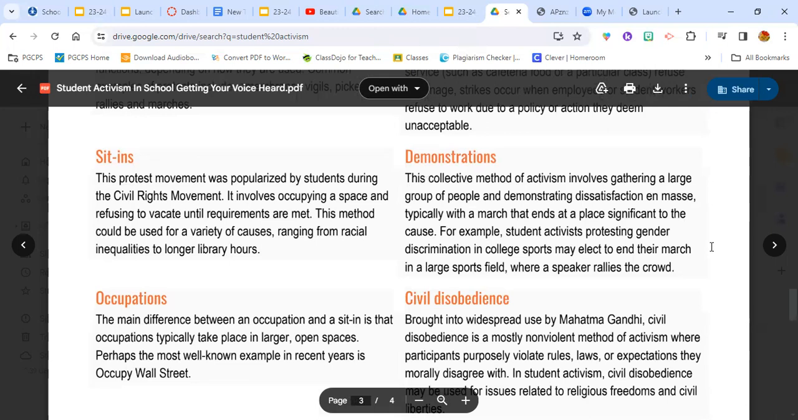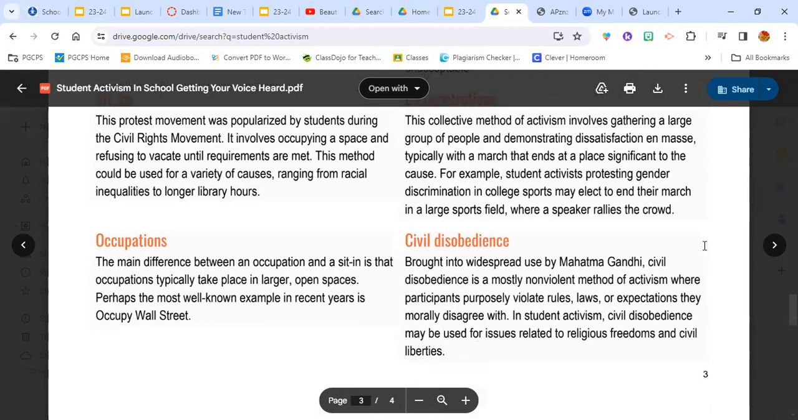Demonstrations. This collective method of activism involves gathering a large group of people and demonstrating dissatisfaction en masse, typically with a march that ends at a place significant to the cause. For example, student activists protesting gender discrimination in college sports may elect to end their march in a large sports field where a speaker rallies the crowd.